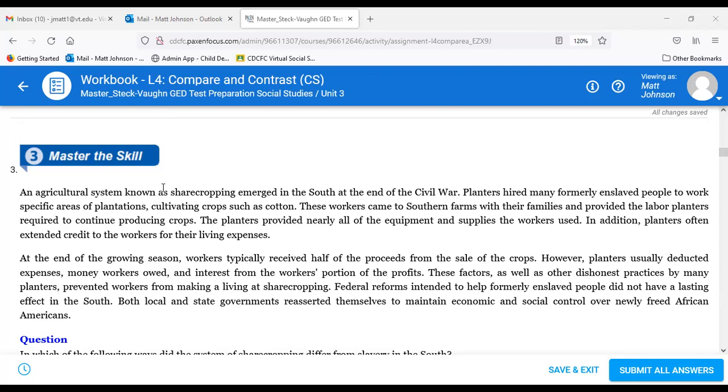It's like, oh, well, there's this fee and this tax and all this, and here's your $2 for the crop. So it was a way to continue to suppress the recently freed men.